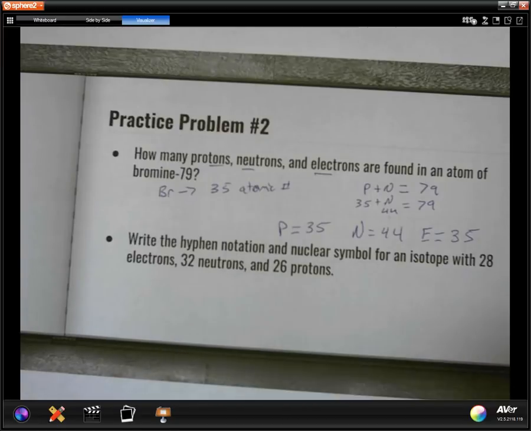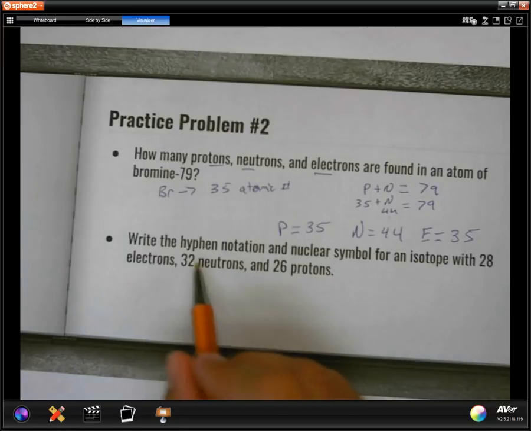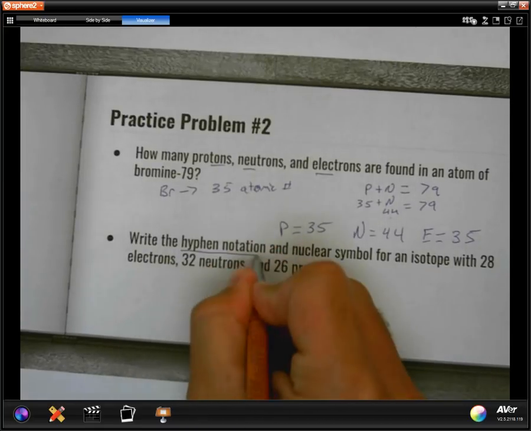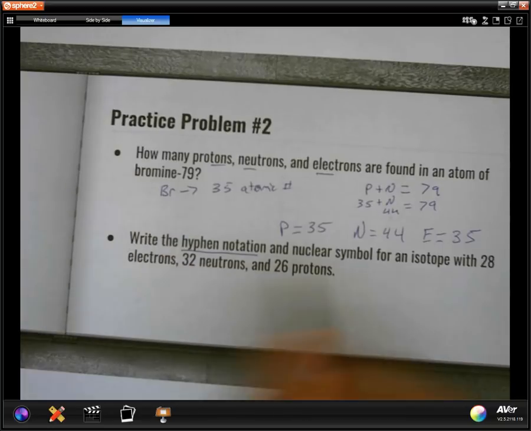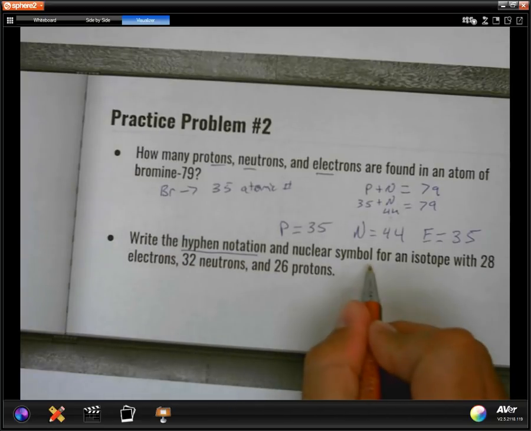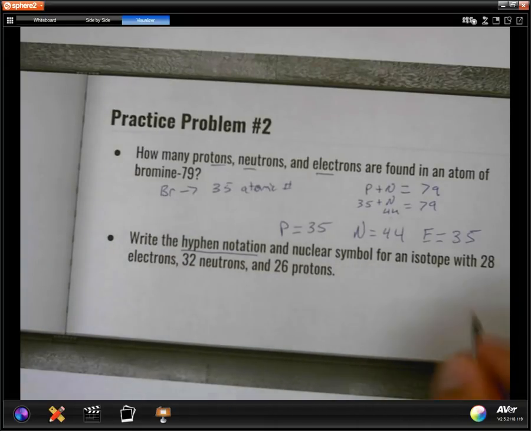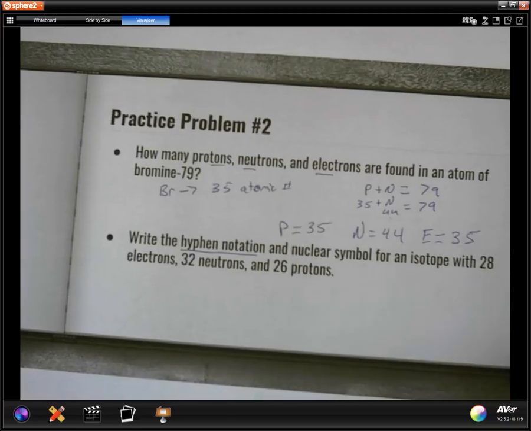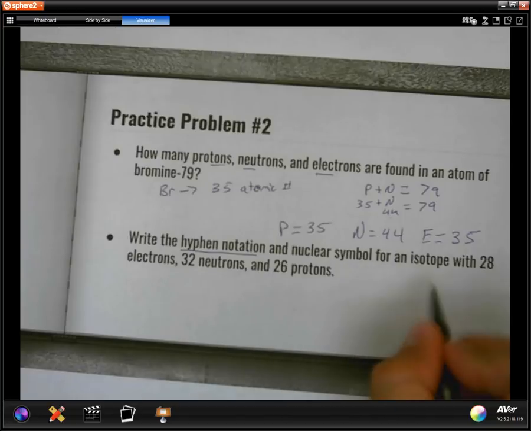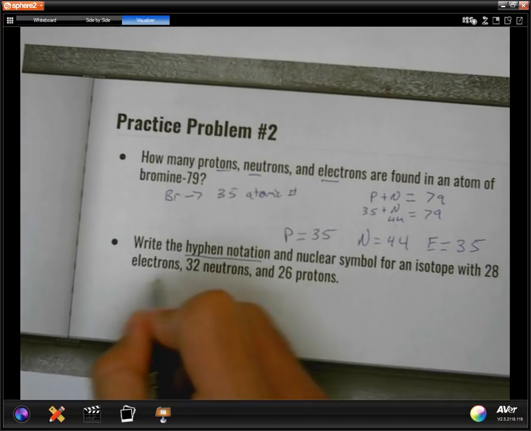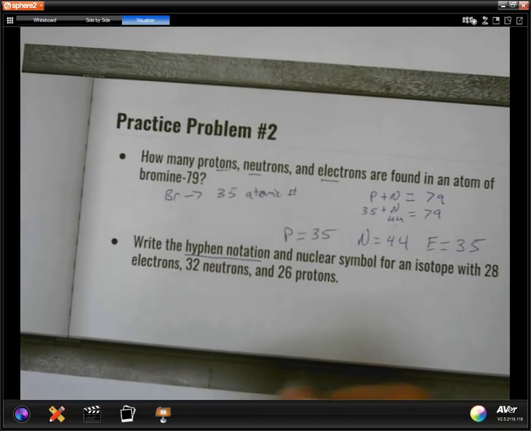So now as I look at the second part of this practice problem, it says write the hyphen notation, which is going to look like this, and write the nuclear symbol, which if you remember from the slide before, you're going to use the symbol, put the mass number, and the atomic number. So how do we do it? Well, the hyphen notation for the isotope of 28 electrons, 32 neutrons, and 26 protons.